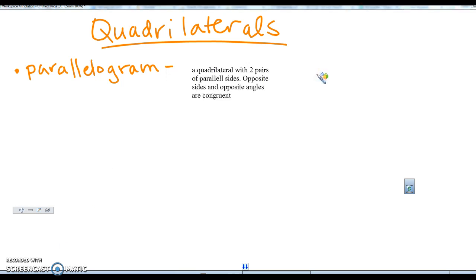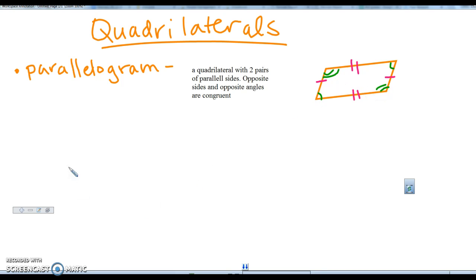So a parallelogram is a quadrilateral with two pairs of parallel sides. Opposite sides and opposite angles are congruent. So that might look something like this. And I will label my congruent sides. Those are congruent, these are congruent. I will also label my congruent angles. These are congruent, these are congruent.